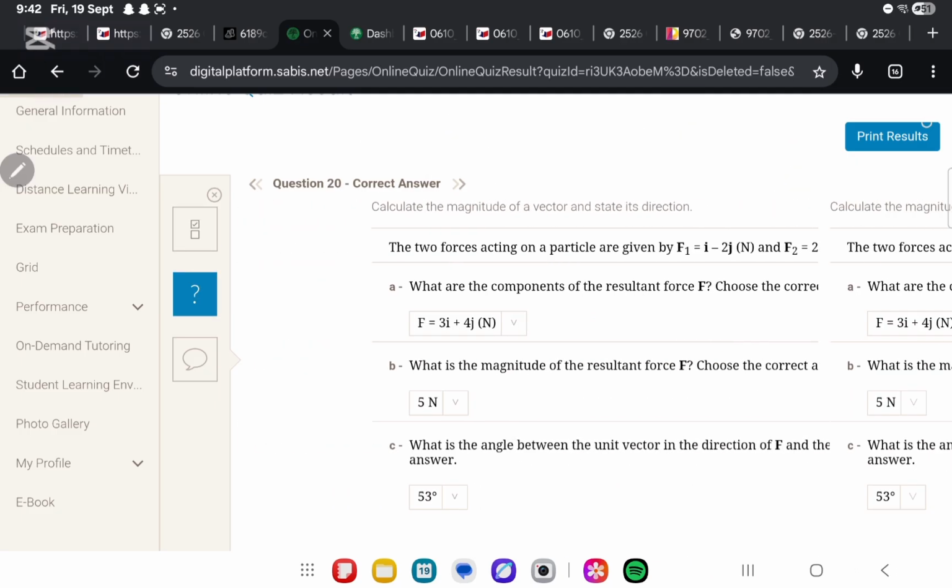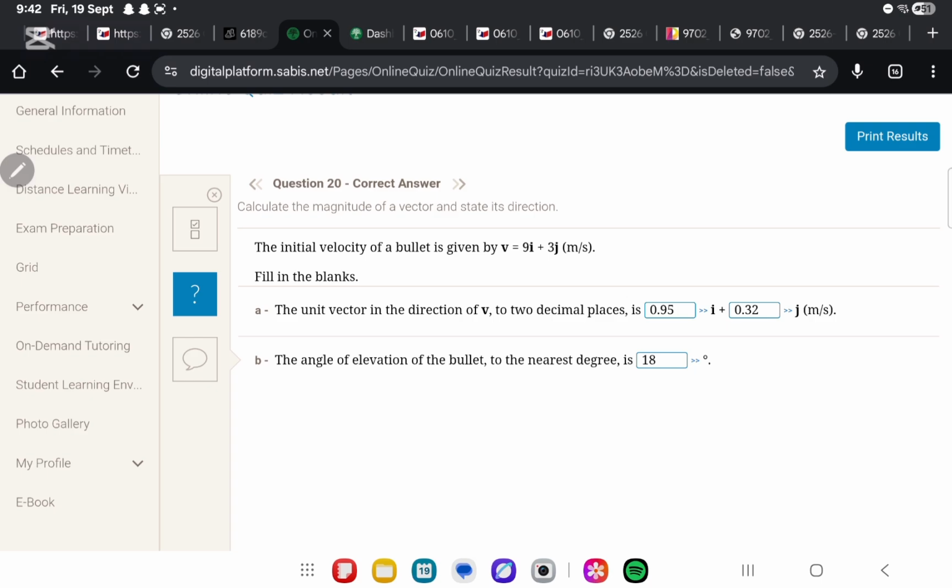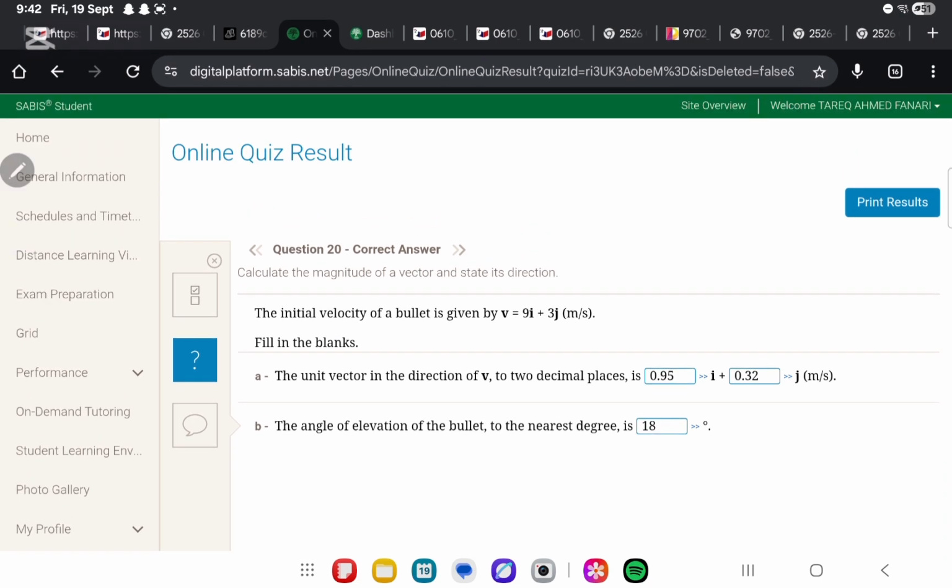Question 20. Remember the formulas, by the way. This is also a repeated question. This first part is a repeated question. This second part here, this is new. So, this is your bullet, right? Here. This is your bullet. 9i and 3j here. So, this is 9, this is 3.